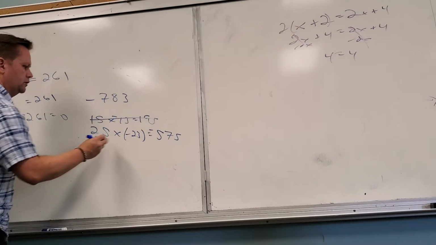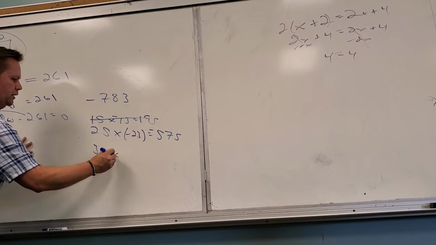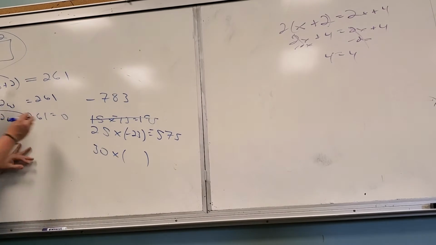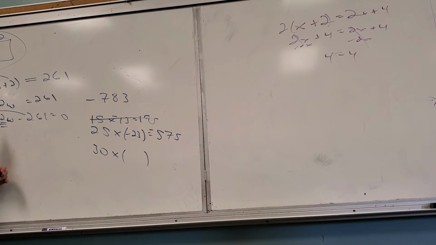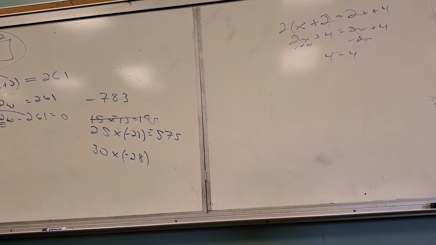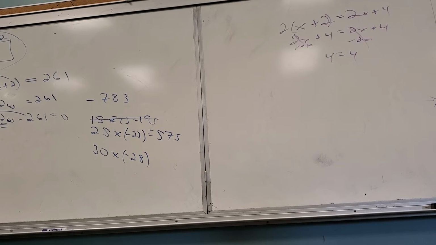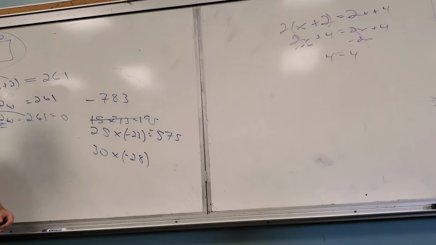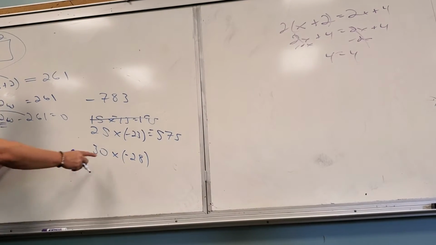Yeah. So let's do, I'm going to purposely, what's 30 times, what has to go here? 28. Negative 28. And 30 times 28 is a little too much, right? 29, 27. I don't know. What is 30 times negative 28?